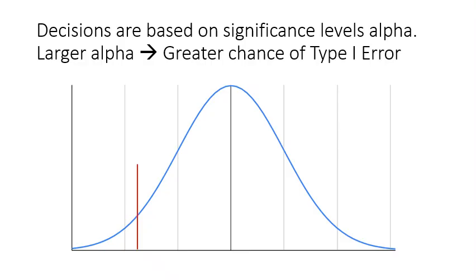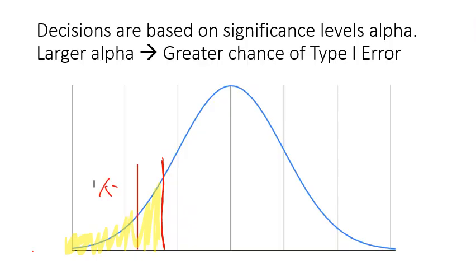So once again, the decisions are based on significance levels. Larger alpha is a greater chance of type 1 error. And so if we decide we're going to put alpha way up here for some reason, then we're deciding, you know, if we make this mistake, a type 1 error, false positive, it doesn't matter much. Whoops, I did that same thing again with that pen.